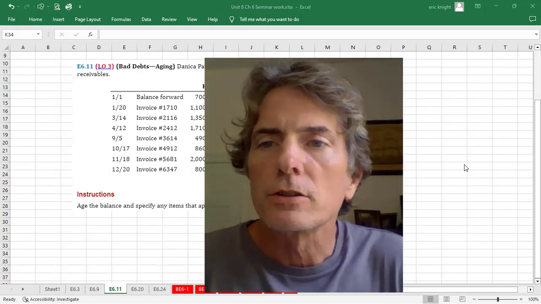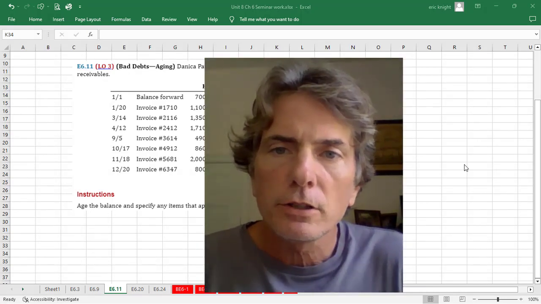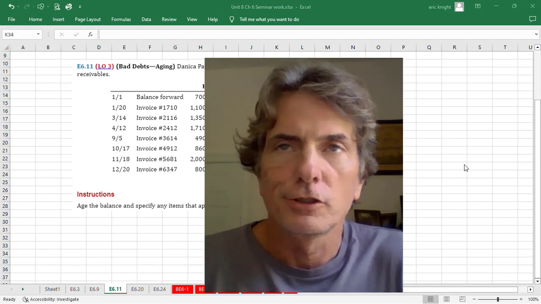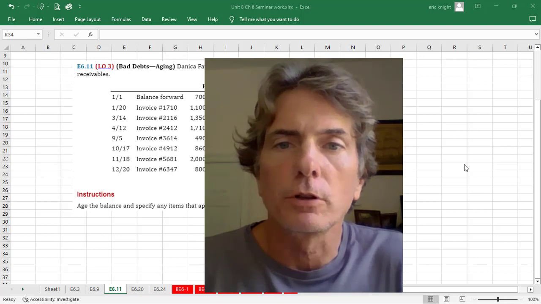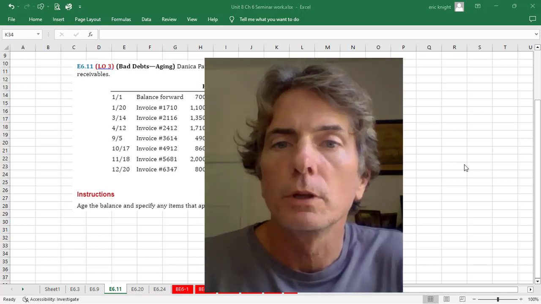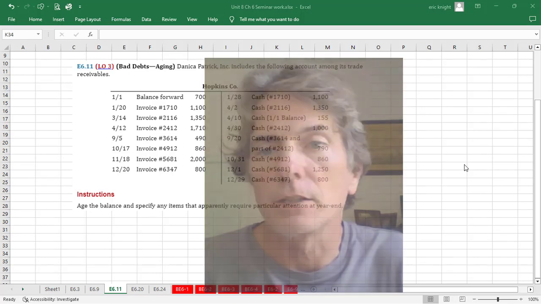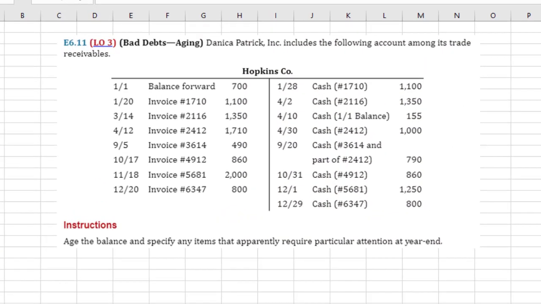Let's now look at exercise 6.11. Now, it looks a little complicated, it looks a little challenging, but I'll explain it to you, and I think you'll see that it's actually one of the pretty easy problems to do. You just have to kind of see what they're asking us for. So let's go ahead and look at it now.